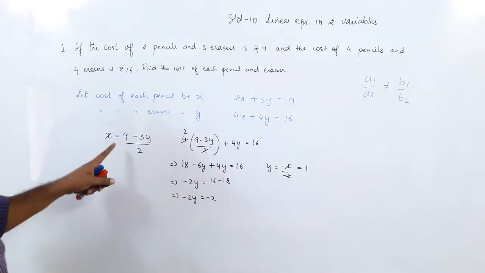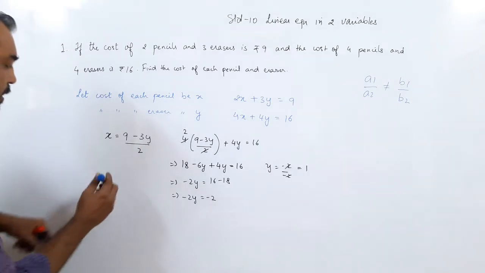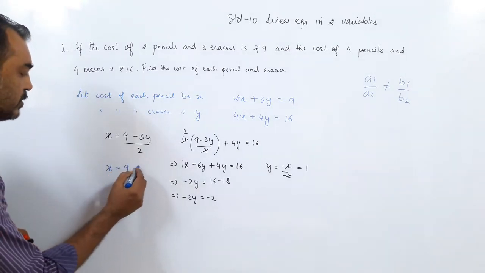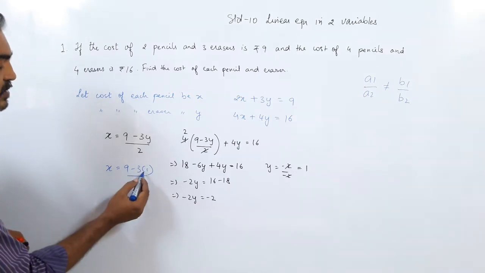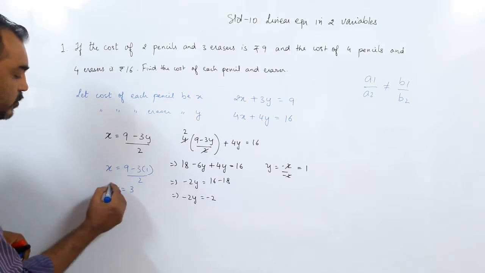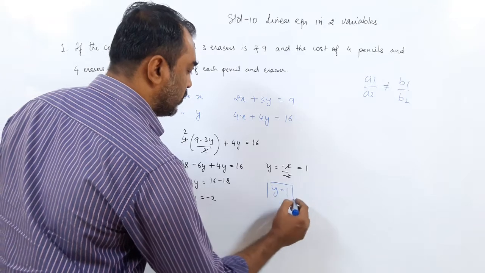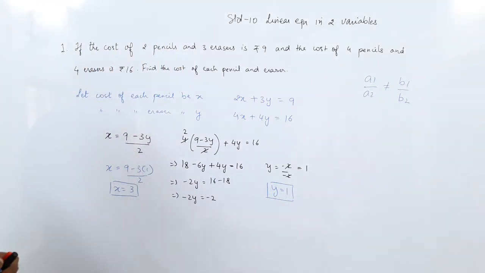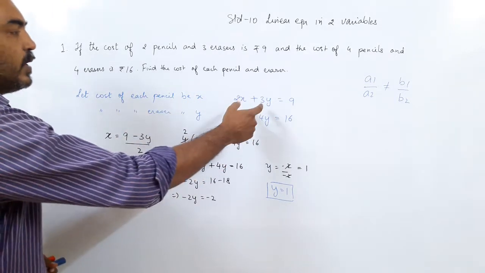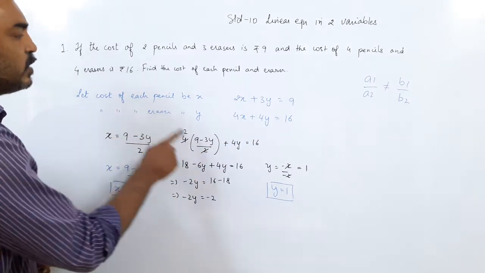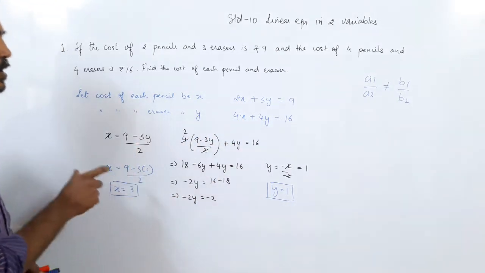After we got y equal to 1, let us replace the value here. Since y equal to 1, x is equal to 9 minus 3 into 1 upon 2. 3 ones are 3, 9 minus 3 is 6, 6 upon 2 is 3. So we get x equal to 3 and y equal to 1. Which method did I use here? The method of substitution. How? From the first equation I took the x, I can even take the y, I took the x, I replaced this value in the second equation, solved the equation, I got y, replaced the value of y, I got x.